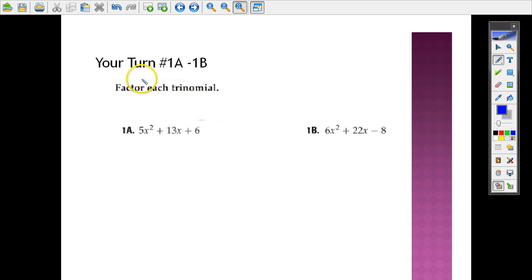Okay, so here's your turn, number 1A and 1B. Go ahead and try those two problems on a separate sheet of paper. Make sure you label it so that you will get credit for it when you hand it in for homework tomorrow. Okay, and come back when you're done.